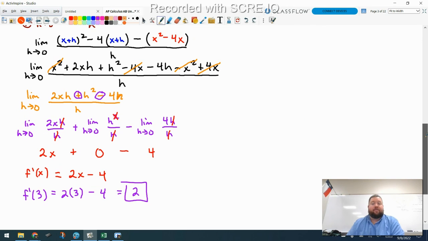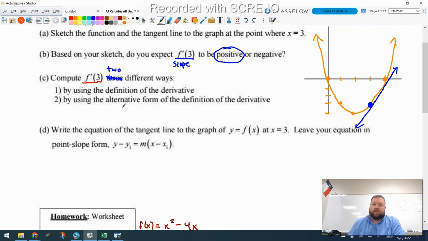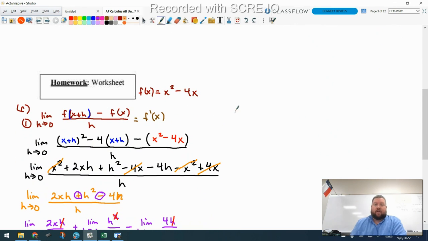All right, now they asked us to do it a different way. So back up, we're going to do the alternative form. This is the one with the c's involved. Okay, so remember that your c is a constant, and in our problem, we have a constant, 3. So c is equal to 3 for our alternative form of the definition of derivative. All right, so this is problem number 2 for part c. So this is the formula. Limit as x approaches c of f of x minus f of c over x minus c.